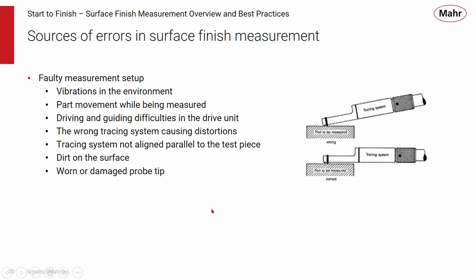We want to make sure that the tracing system is aligned as close to parallel to the surface as possible, as the pictures indicate here. We don't want a dirty surface because that can influence the readings, and we want to make sure that we don't have a worn or damaged probe. All of these are sources of errors in our surface finish measurement process.